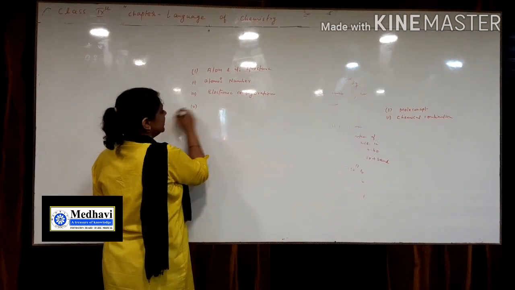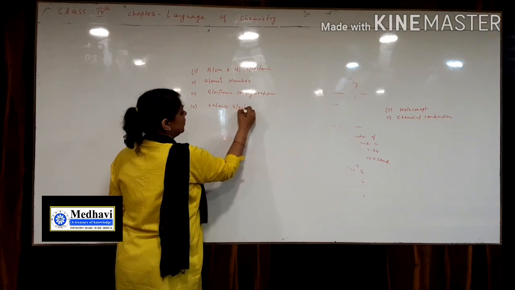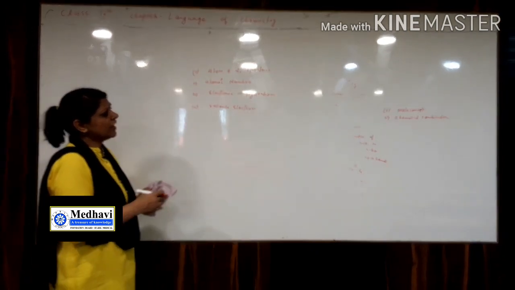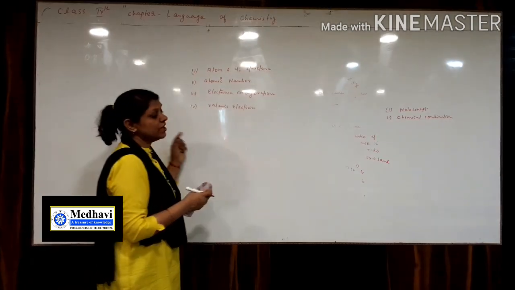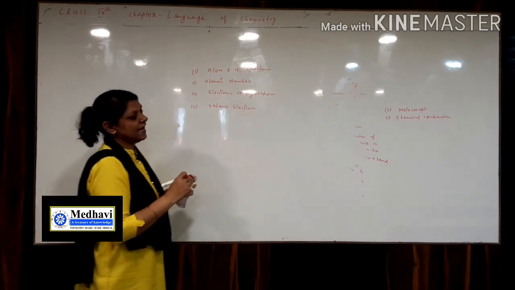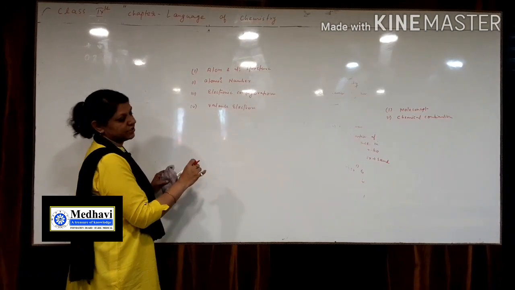Then we have to study valence electron. Very important topic. Once you have an idea of these parts, very easily you can make formulas, you can make equations, you can memorize the topic and you can understand the higher parts of your subject, chemistry.